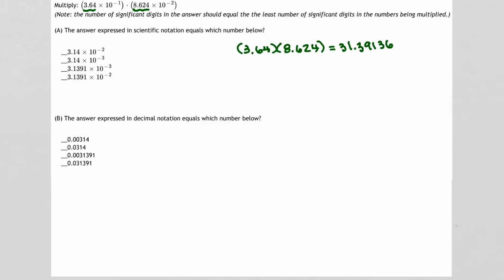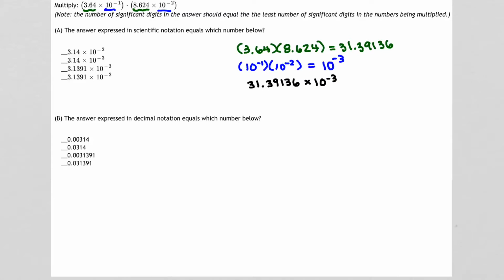Now I want to take my powers of 10 and I want to multiply those. So I have a 10 to the negative first and a 10 to the negative second. Let's multiply those and get 10 to the negative 1 times 10 to the negative 2. And when we have like bases, we add our exponents. So that gives us 10 to the negative 1 plus negative 2, which is just negative 3. So putting that all together, we have thus far the value 31.39136 times 10 to the negative 3.